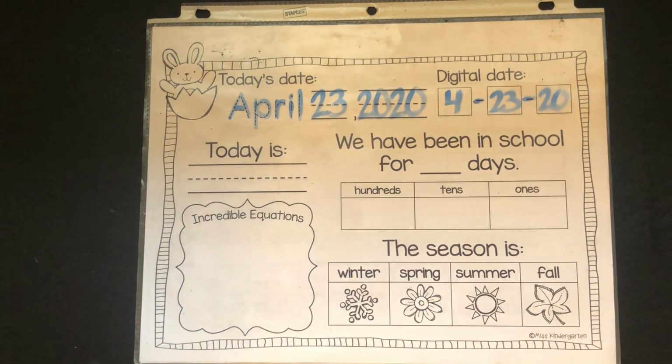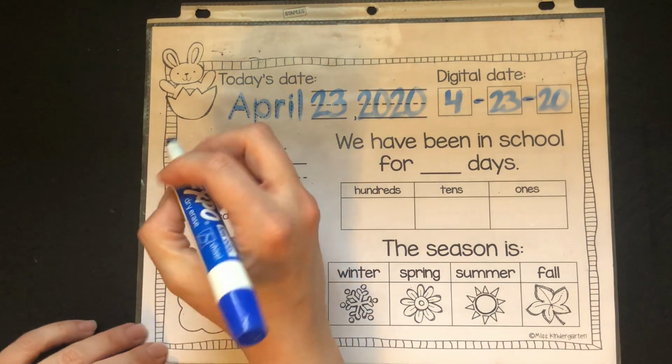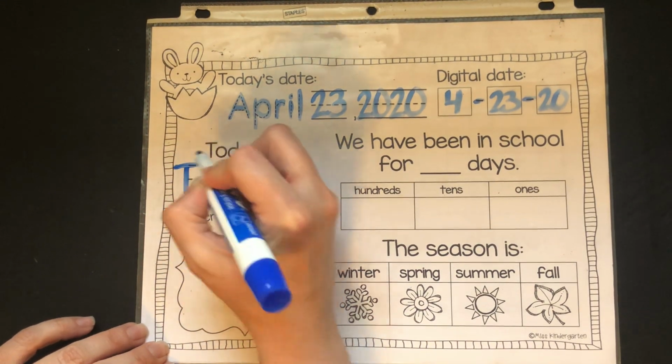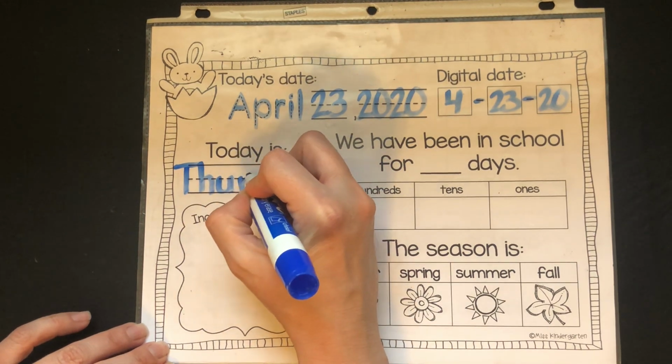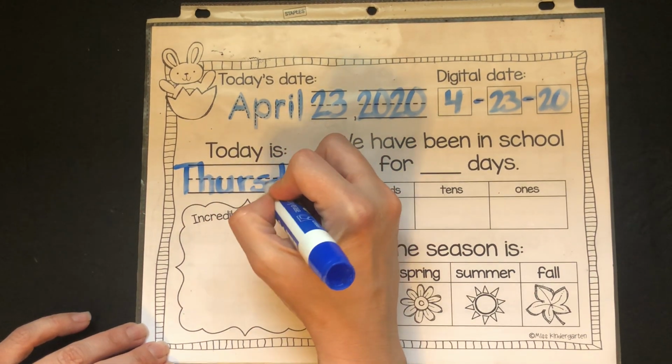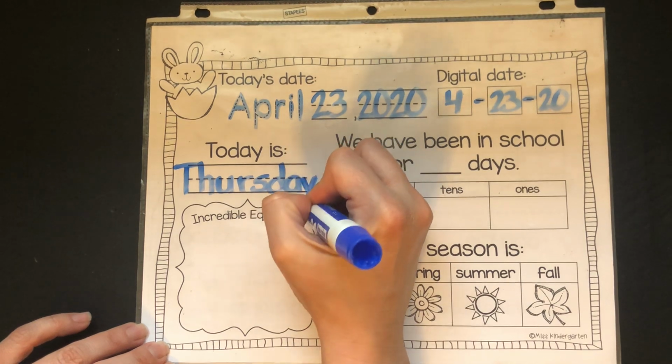Yesterday was Wednesday. What day comes after Wednesday? Thursday. We make a capital T. The rest are lowercase, lowercase H, U, R, S, D, A, Y.